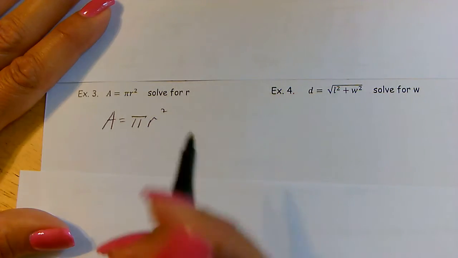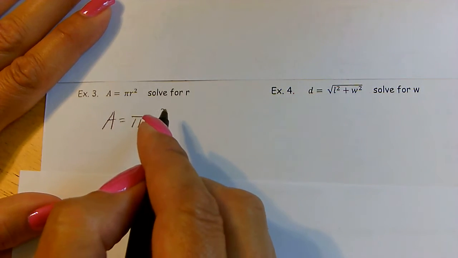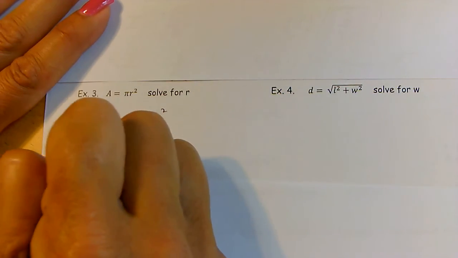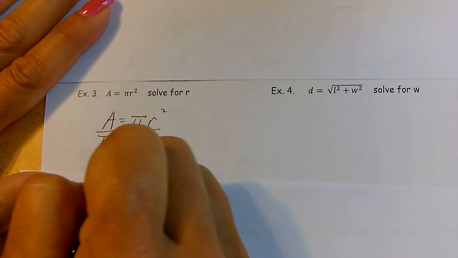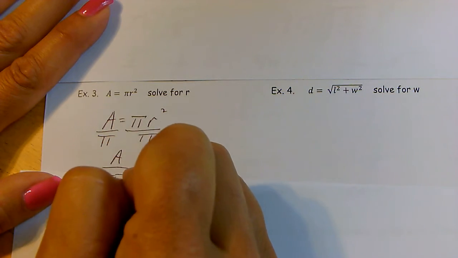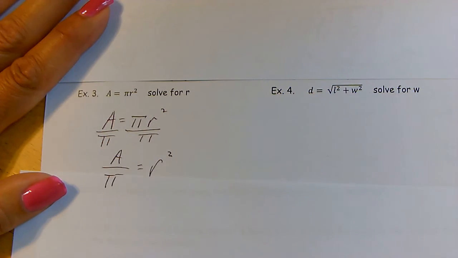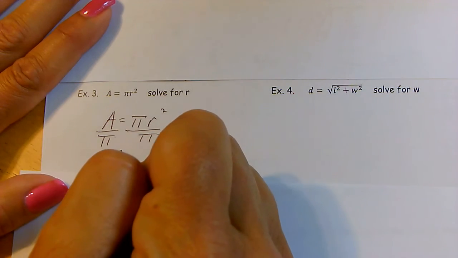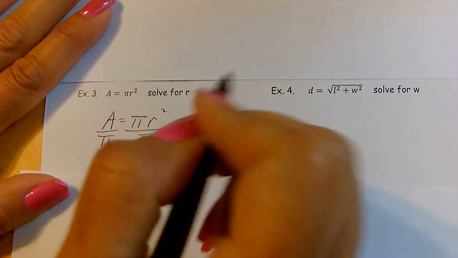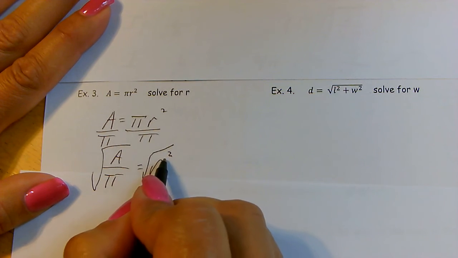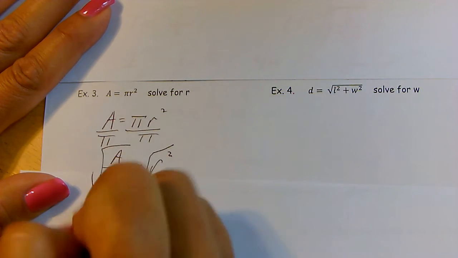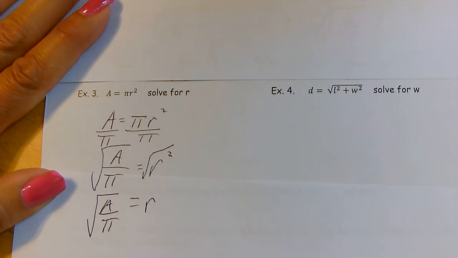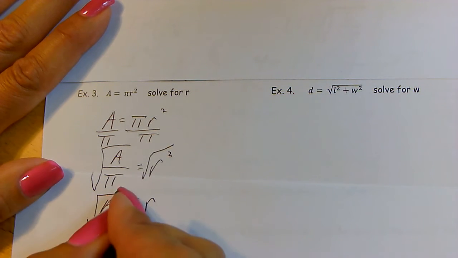I'm trying to find the darkest one so you can see it. We're solving for r, so first I'm going to move the pi. I'm going to divide both sides by pi. Now that's r squared, so I want just r, so I'm going to square root both sides, because the square root of r squared is just r, and the solution will be the square root of a divided by pi.